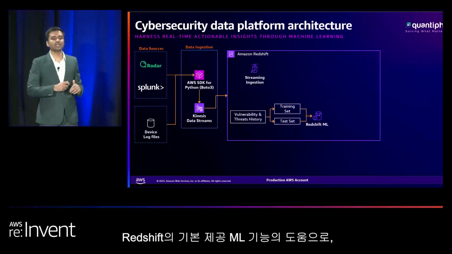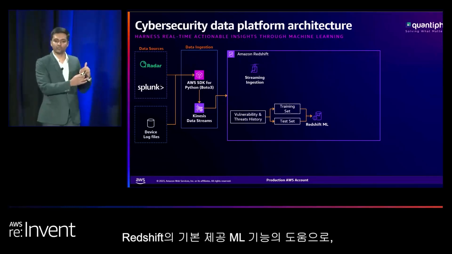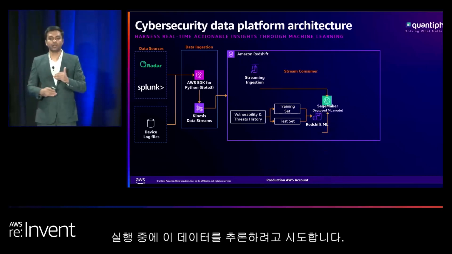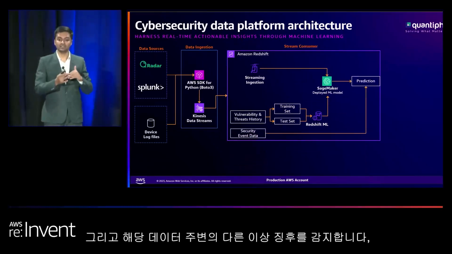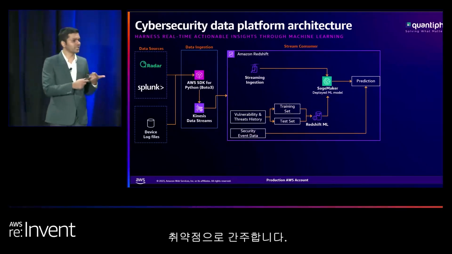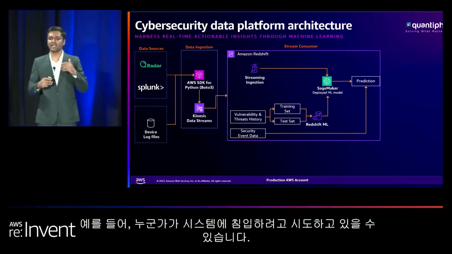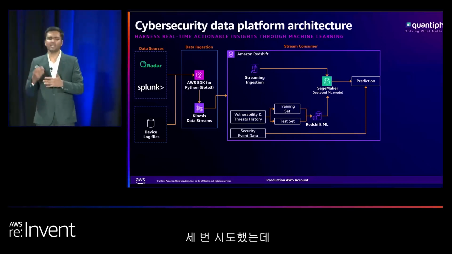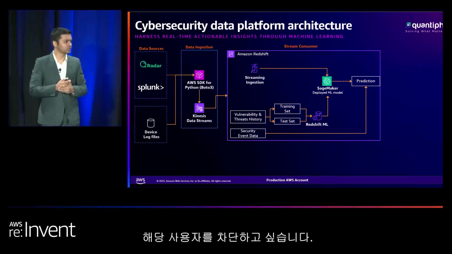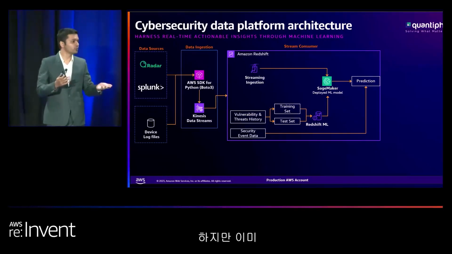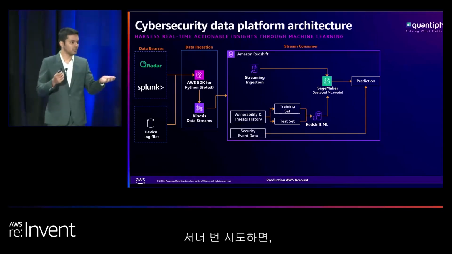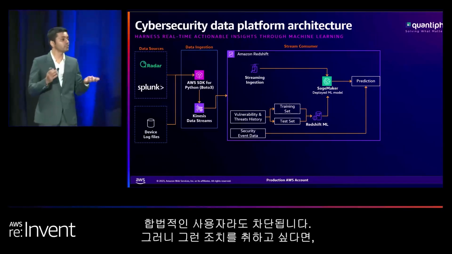With the help of the ML capability out of the box in Redshift, we run inference on this data on the fly and detect different anomalies, such as vulnerabilities. Maybe, for example, someone is trying to enter your system and keeps forgetting the password, right? Maybe they gave 3 attempts and you want to block that user, even if it is a legitimate user, because they already made 3 attempts. Think of your ATM or credit cards: if you make 3 or 4 attempts, they will block you, even if you are a legitimate user.